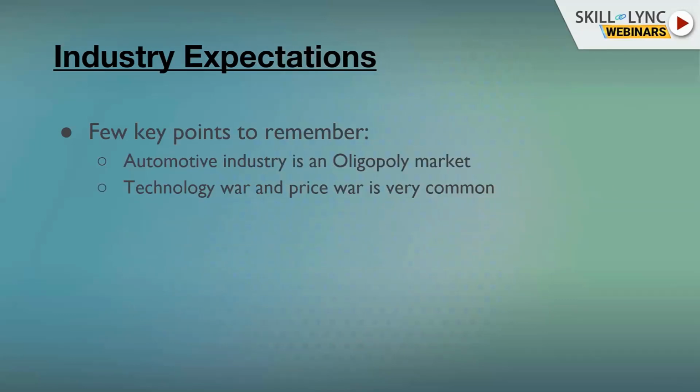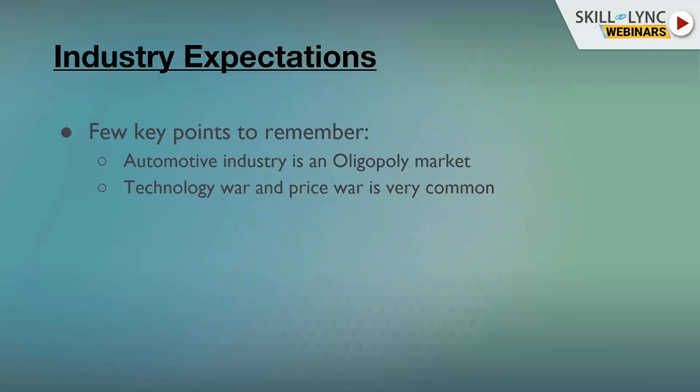So, industry expectation. A key point we should remember is that the automotive industry is an oligopoly market. Now, what is an oligopoly market? An oligopoly market is where a handful of manufacturers dominate the market, but it's open for free entry and free exit. Because of this market type, technology war and price war are very common, which means that in the industry, among automotive manufacturers, there is always a technology war and price war.